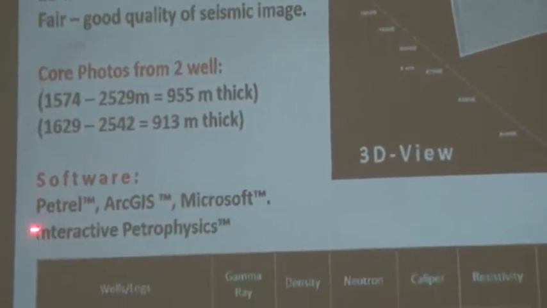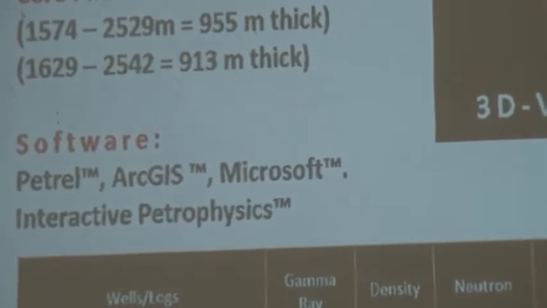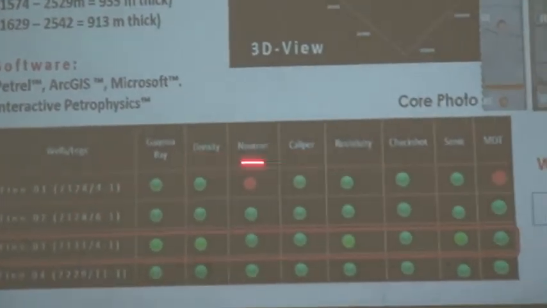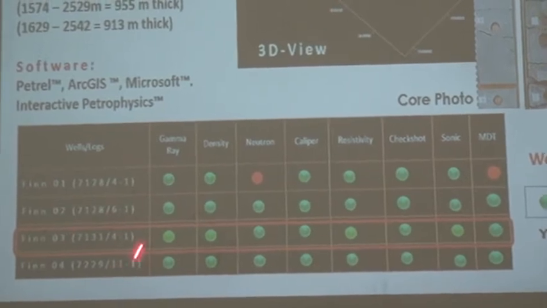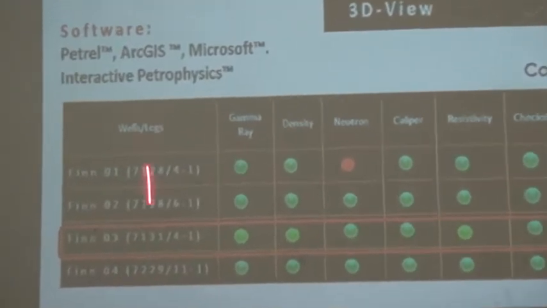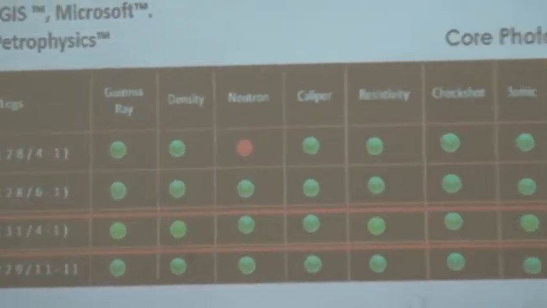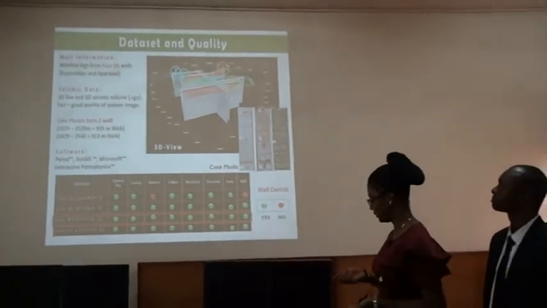For the course of this work, we used several softwares. We used the Petrel, the ArcGIS, the Microsoft, and the Interactive Petrophysics. So this is a table showing the different wireline logs that were given to us and their availability. These are the wells, which are the Fin 1, the Fin 2, down to the Fin 4. We use the Fin 3 as our well control because apart from having all the data sets provided, it also fell within the area of the 3D.